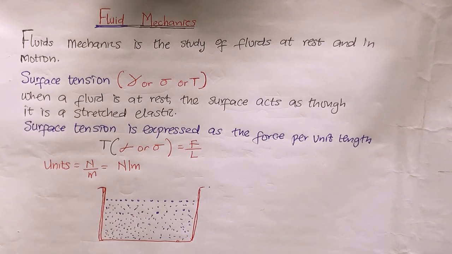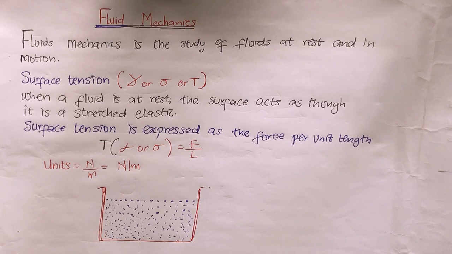Now look here, we have surface tension. Surface tension is mostly denoted by gamma, or sigma, or T, which indicates tension. When a fluid is at rest, the surface acts like a stretched elastic. That is, the surface will behave as a stretched elastic, right? And stretched elastics are materials that can undergo a change in their original size when you strain them.